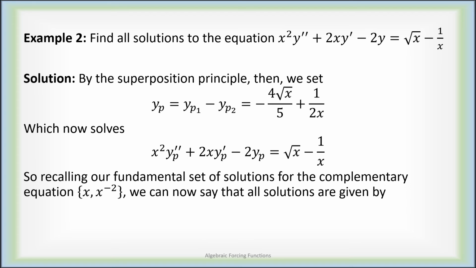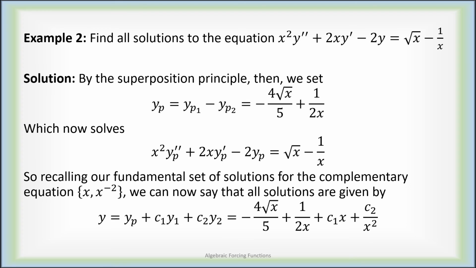Remember that our fundamental set of solutions was x and x to the -2, so therefore all solutions are given by our particular solution plus linear combinations of this fundamental set. So -4 root x over 5 plus 1 over 2x plus some constant times x plus some constant over x squared. And there we have all solutions to the differential equation with this specific forcing function of root x minus 1 over x.